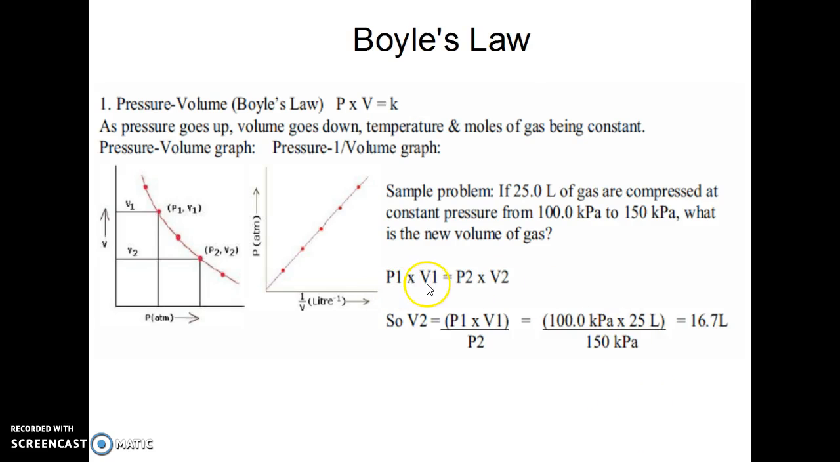Remember, pressure 1 times volume 1, here they are on the curve, equals pressure 2 times volume 2. That's Boyle's Law. If we solve for V2, we get P1 V1 divided by P2. We plug in the numbers in units, our original pressure, our original volume, P1 and V1. We divide by the final pressure of 150 kPa, and the volume has gone down to 16.7 liters, which we expected because we increased the pressure. That's how to solve problems with Boyle's Law.